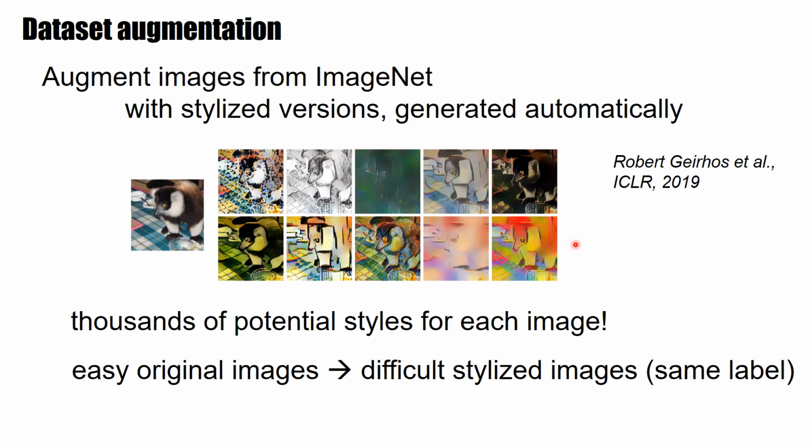And what we can do now is that we do dataset augmentation for the relatively easy original images. In fact, for all the images, we generate new images in various different styles. And if you do that, it turns out that a deep network that's trained with this augmented database of images is much more stable, less brittle, and it's also much closer to the way humans recognize different images.